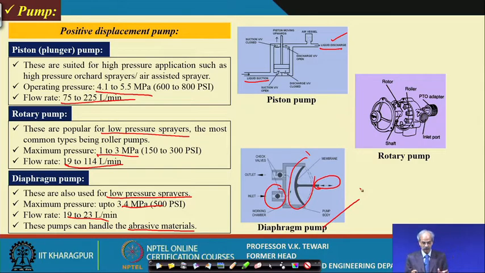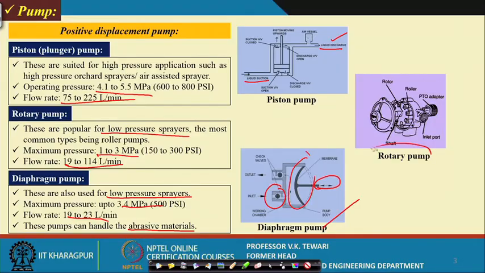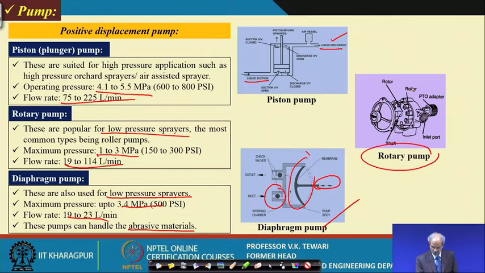Then rotary pumps are also low pressure pumps, but they are also positive displacement. Now, what is this positive displacement? Remember that the discharge is not affected by the pressure as such. But there are other pumps which are affected by the pressure, which we call non-positive displacement pumps.